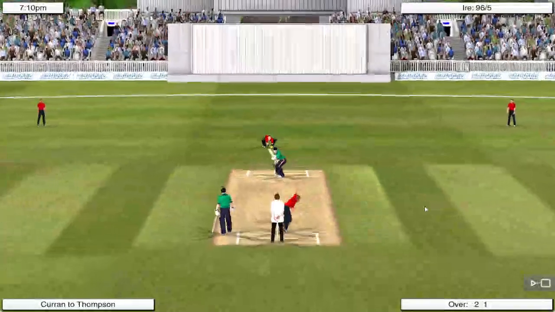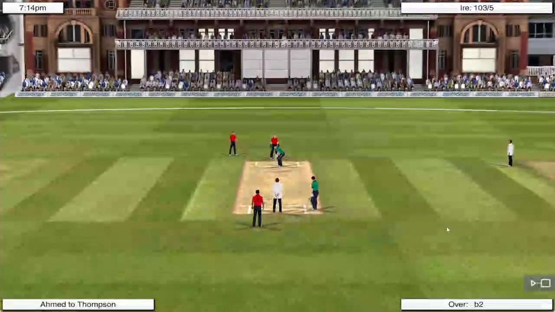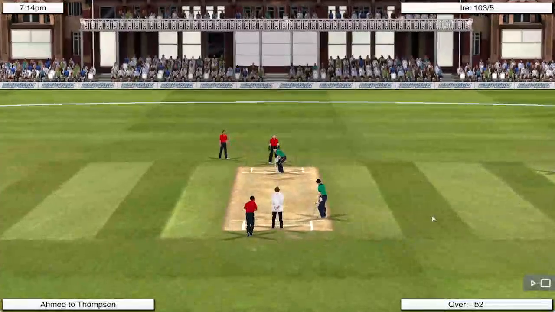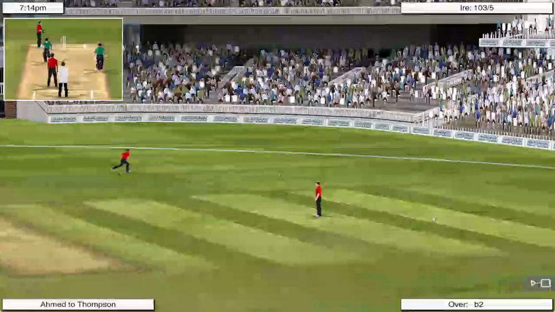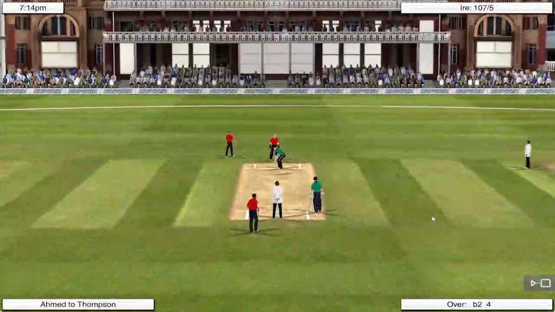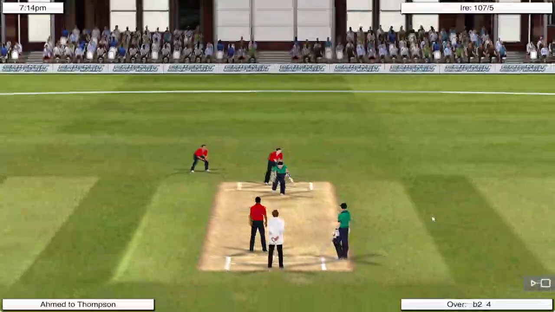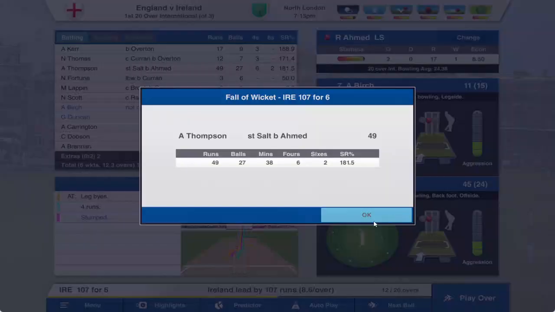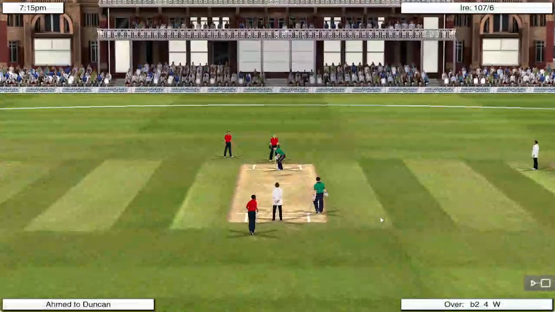Sam Curran has been given the ball. He had taken 2 wickets in his first over. Rehan Ahmed given his third over, and that is a sweep shot towards the fine leg or square leg region for a 4. 6 runs coming off the first 2 balls, and that is a stumping. Thompson gets out for 49. He was so close to his half century there.